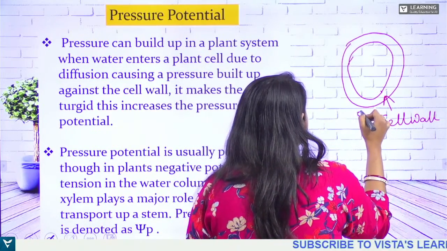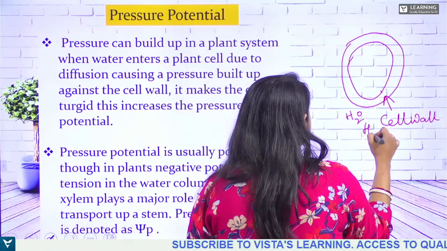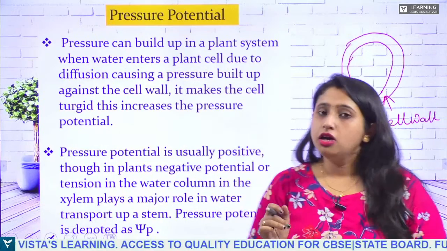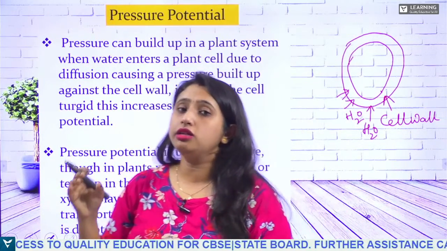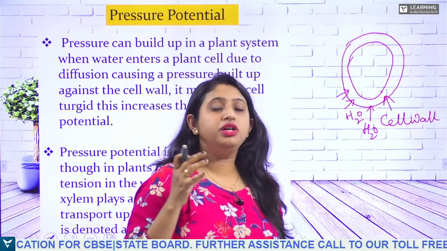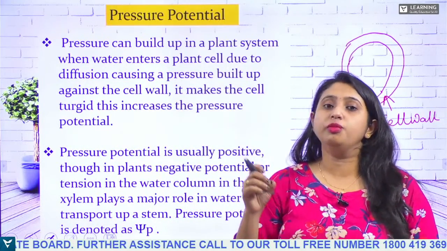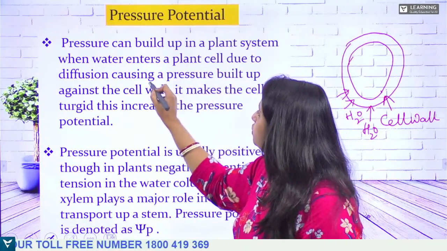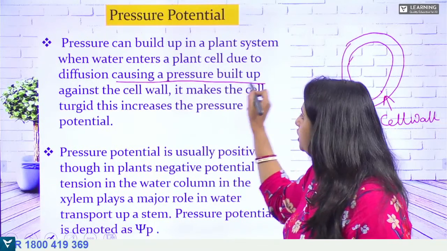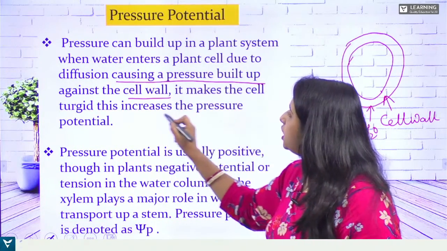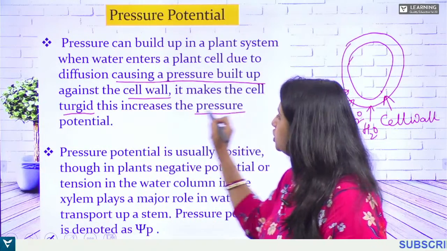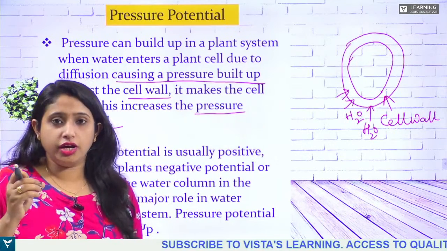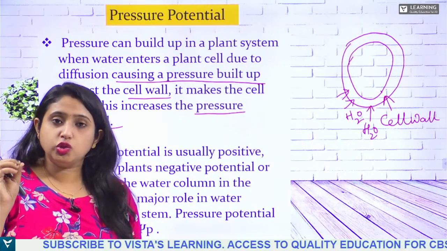Now what happens? The water molecules will be moving inside the plant cell, right? So when the water molecules move inside the plant cells, the pressure builds up in the cells, okay? Because of the movement of the water molecules, the pressure builds up in the plant cell. So due to this diffusion, there is a pressure build up against the cell wall. So it makes the cell turgid, and this increases the pressure potential. So for example, you keep the raisin overnight, right? In the morning you will see that it swells up, isn't it?